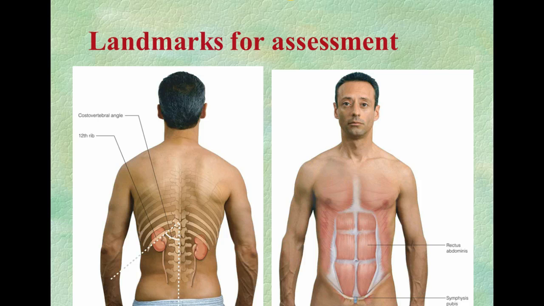With this, we see the landmark for assessment, and the costovertebral angle is on the lower back, and it's formed by the vertebral column and a downward curve of the last rib. You palpate in the costovertebral angle for tenderness. On the front picture, you see the symphysis pubis. If the bladder is distended, you can palpate above that and feel the distended bladder.